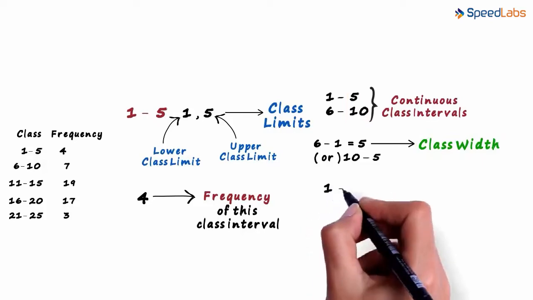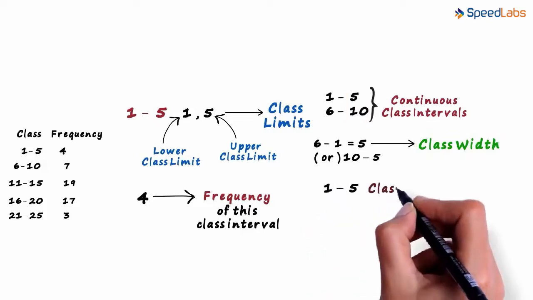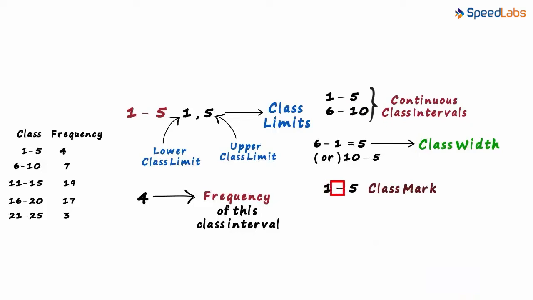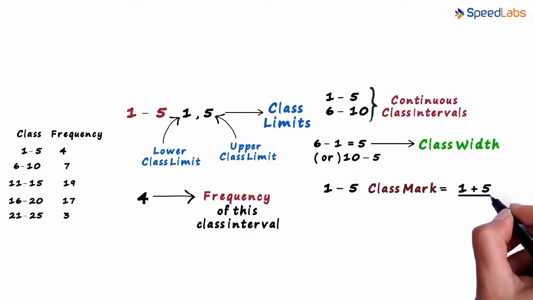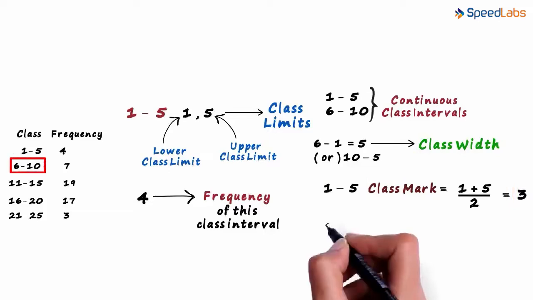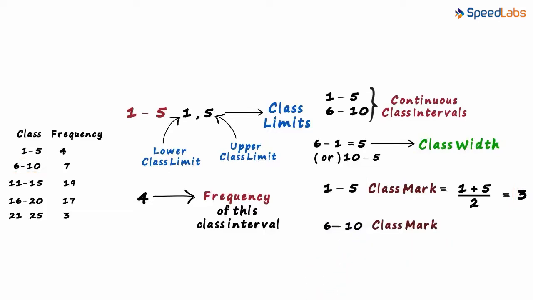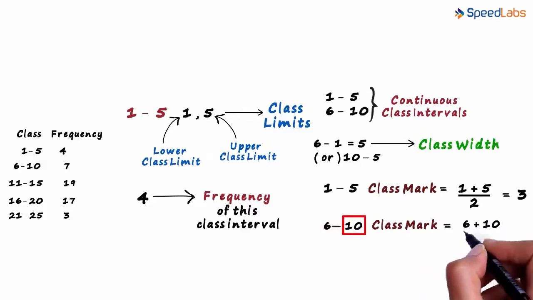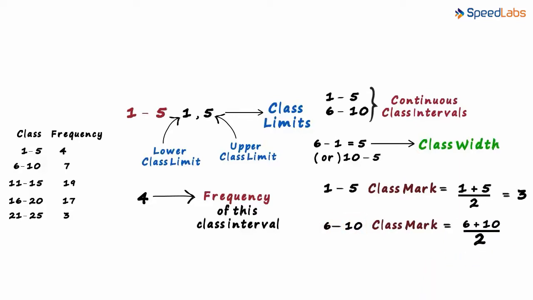Consider the interval 1 to 5. The class mark is defined as the average of the lower and upper class limits of that interval. So the class mark for this interval will be (1 plus 5) divided by 2. That will equal 3. So 3 is the class mark for this interval. Now look at the second interval, 6 to 10. The class mark will equal (6 plus 10) divided by 2. That will equal 8.